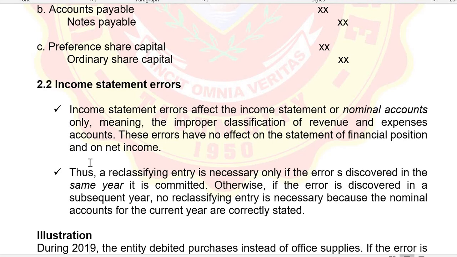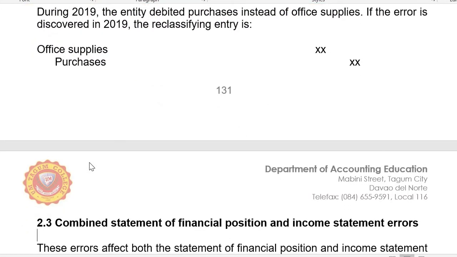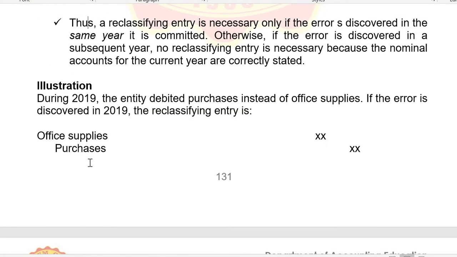Okay? Say, for example, during 2019, the entity debited purchases instead of office supplies. Now, if the error is discovered in 2019, the reclassifying entry is yun lang. So, debit ka lang ng office supplies, credit, purchases. Okay, so, reclassify mo lang siya sa tama na account. Okay?